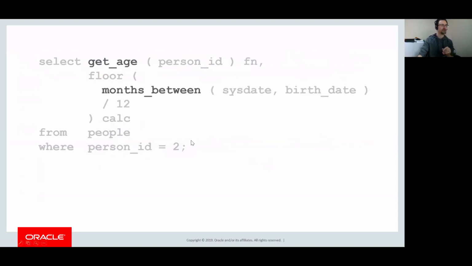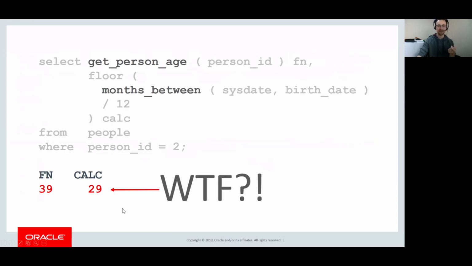So let's imagine we're looking at this function, we're calling it, and we're also going to calculate the age using plain SQL directly. We'll do that for the person, and we run it, and we get a result that looks like this. The function gives us 39, and the calculation gives us 29. It's like, hang on, what the heck happened there? How did we end up with different results?